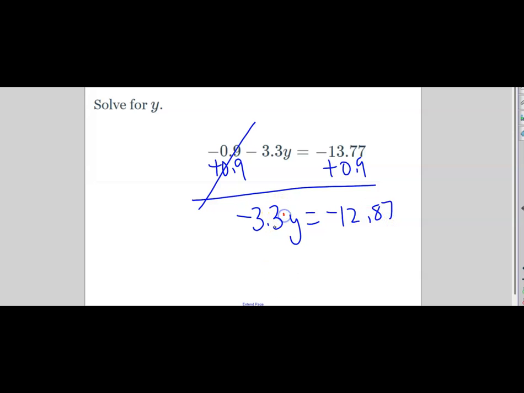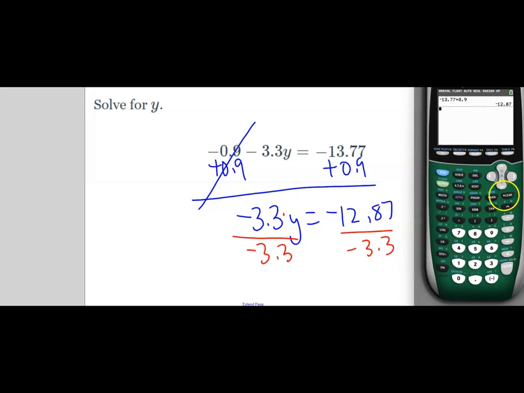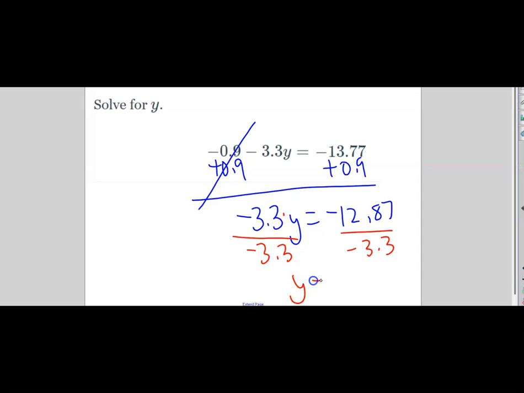Now the opposite of multiply is divide. Divide exactly by this coefficient. Pick up your calculator to compute the math. 12.87 divided by, oops, that should be a negative 12.87 divided by negative 3.3. 3.9 is my solution. Y is equal to positive 3.9.